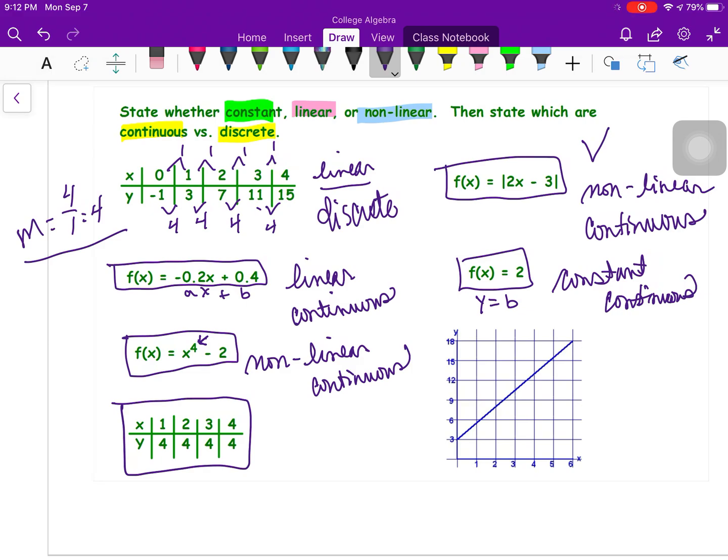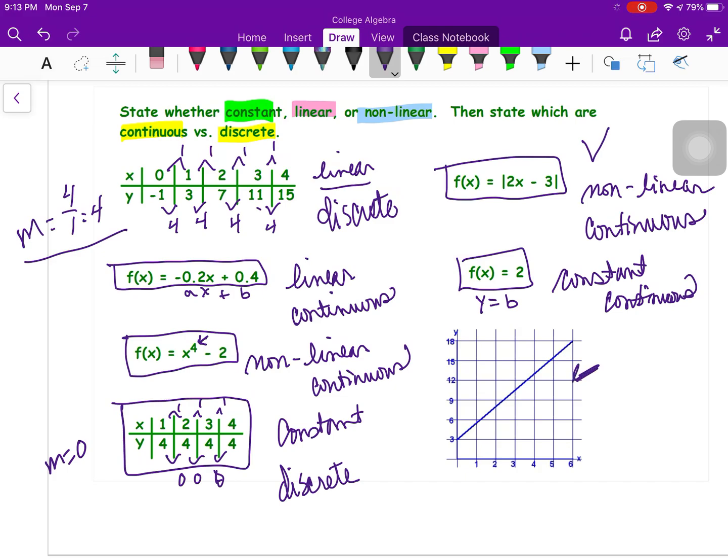Next representation, again, is numerical because it's a table. Well, my y's do not change while my x's change by 1. So this gives me a slope of 0. That means it is constant because it is the equation y equals 4. And all constants are horizontal lines, but it was a plot of points: 1, 4, 2, 4, 3, 4, 4, 4. So this would be discrete because to plot points, I have to pick up my pencil.